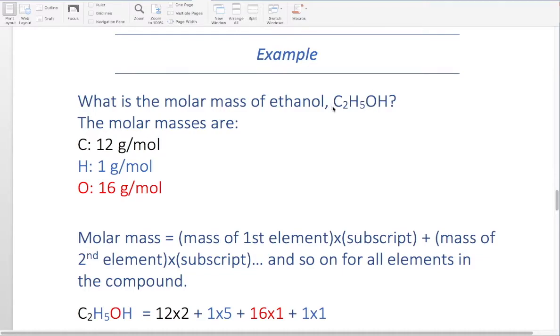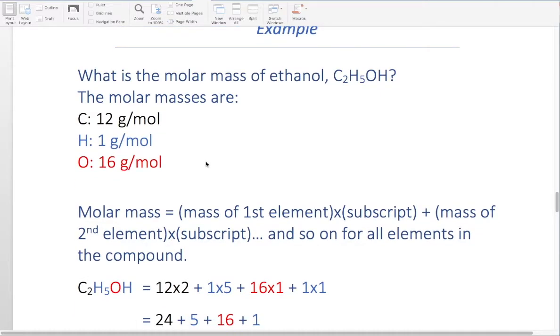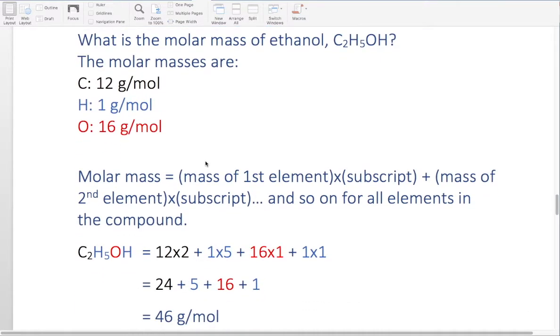So an example here is: what is the molar mass of ethanol? They'll tell you the molar masses of the elements that are in it: carbon, hydrogen, and oxygen. They might give it to you out to more decimal places. If they do, use those. I'm just making it fairly simple here in this example. As it shows you in the video, for each element that's in it, you're going to take the mass of that element times its subscript, and then you're going to add the mass of the next element times its subscript, and so on until you get through all the elements in the compound.